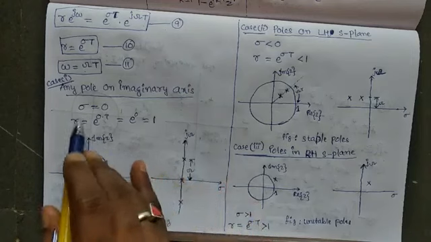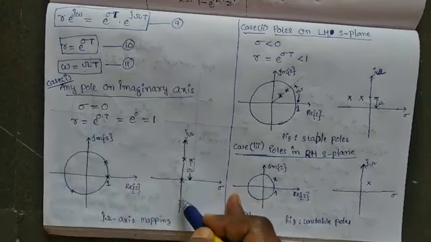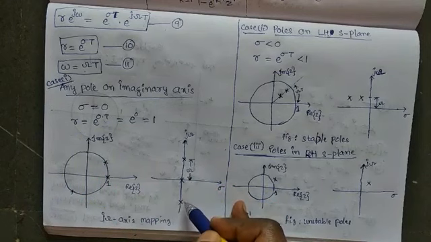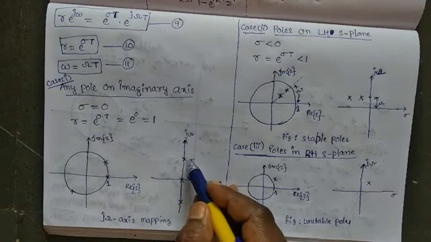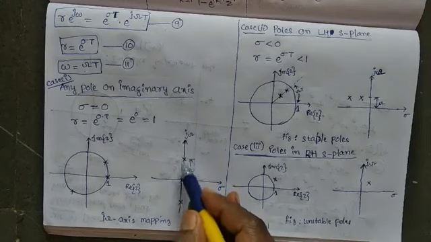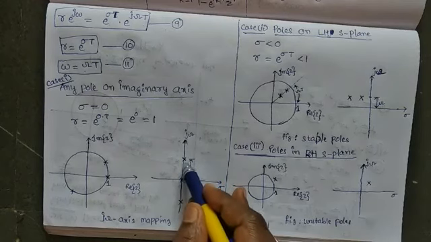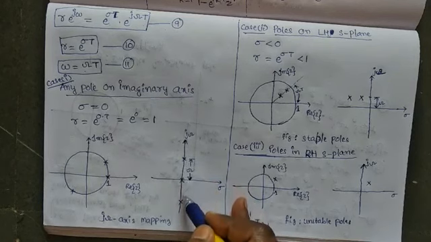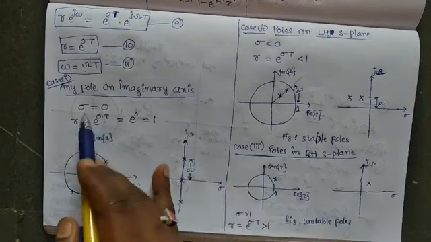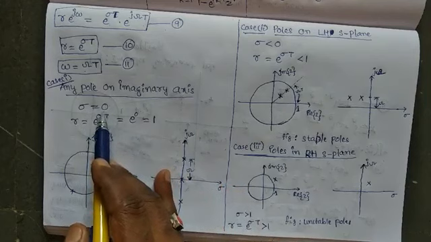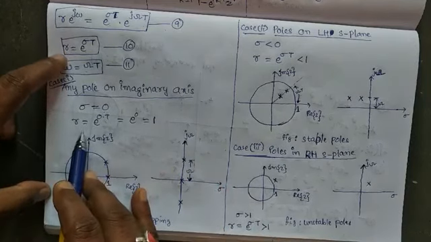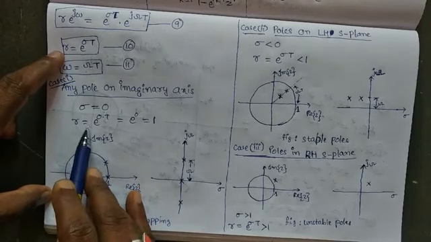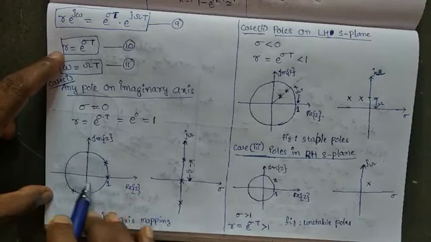If sigma is equal to 0, the poles are located on the imaginary axis. Let us consider the poles on the imaginary axis. So for these poles, the real part is 0, sigma is equal to 0. Here we are now determining the R value. R indicates the radius of the pole in the Z domain.